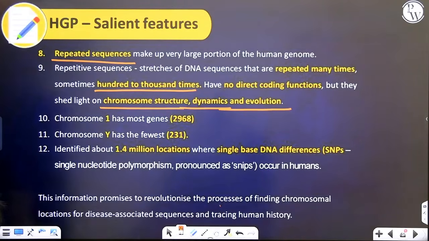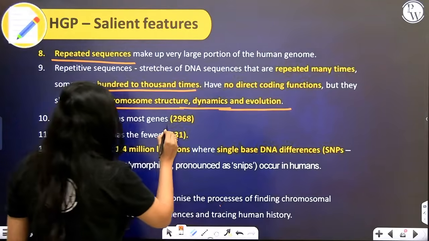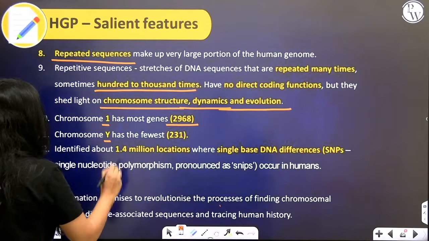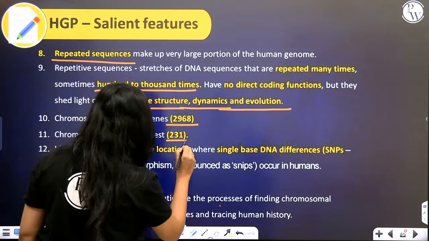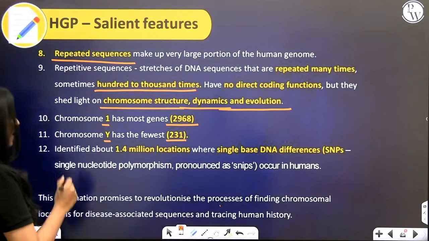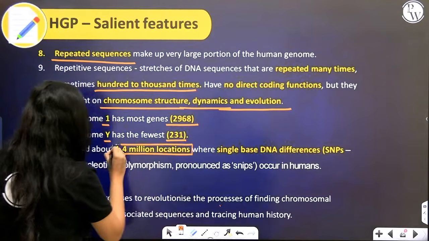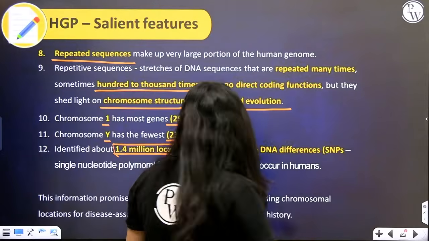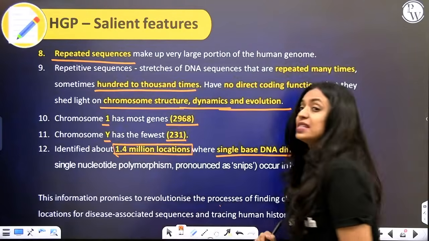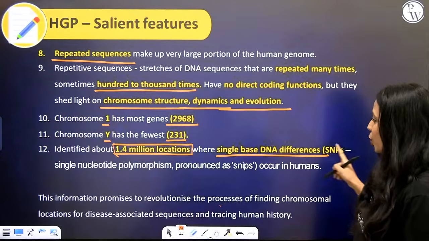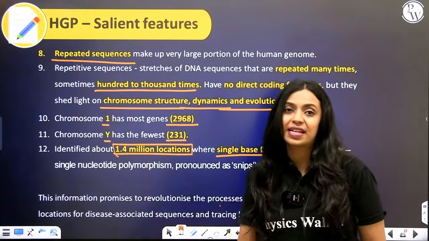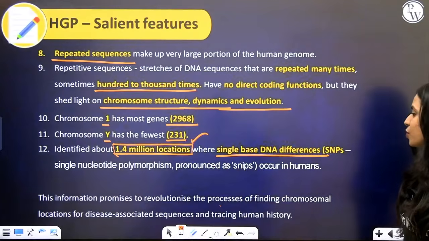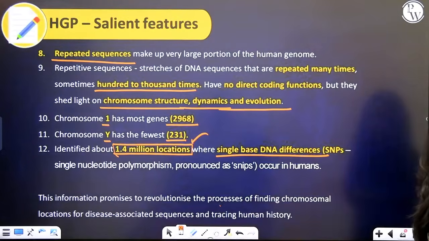The highest number of genes are found in chromosome 1. It has 2,968 genes. The least number of genes are found in chromosome Y in males. There are just 231 genes. There are 1.4 million locations in the human genome where there is difference only in a single base. They are called SNPs. Single nucleotide polymorphisms, they are pronounced as SNPs. They are found in 1.4 million locations. So that's about the salient features of the Human Genome Project.